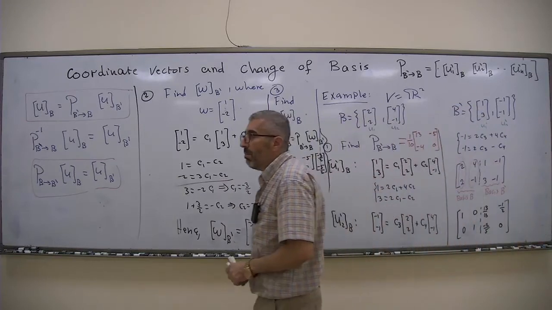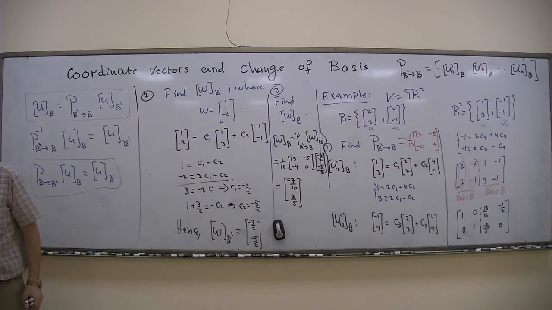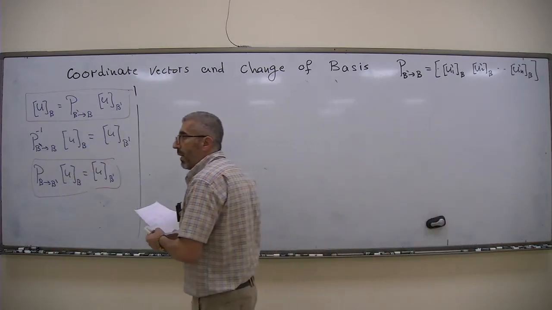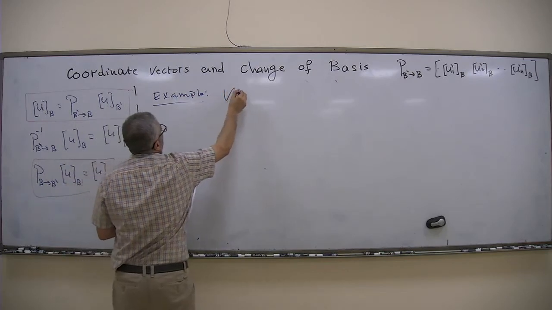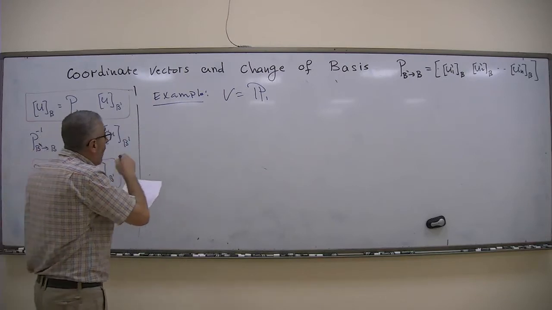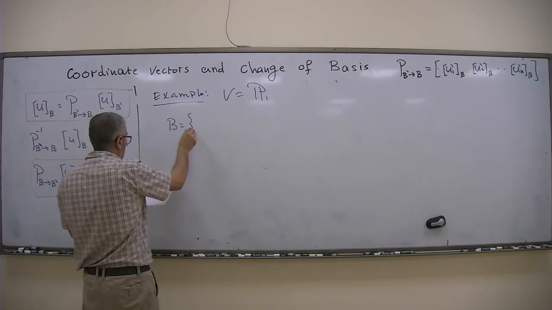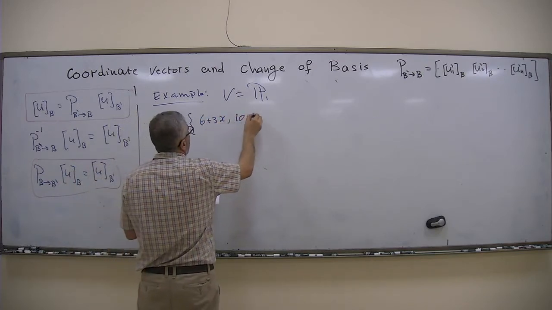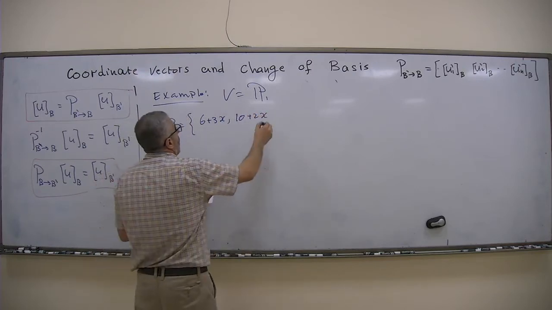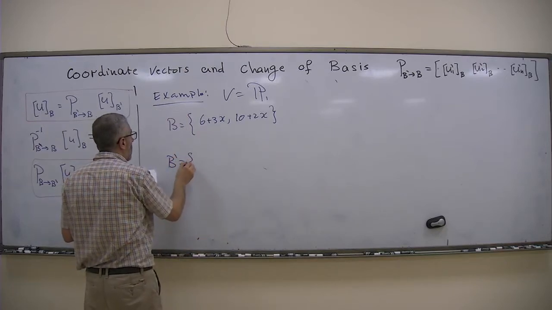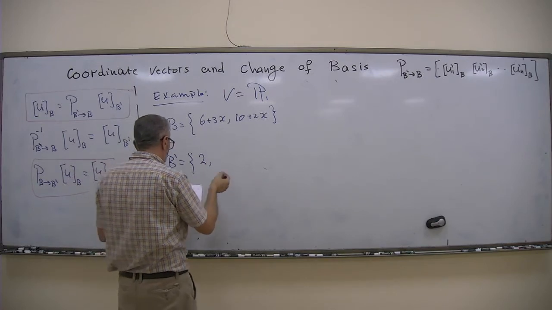Let me give you one more example about this and we will be done with it. All right, so let's do one more example. Let me take my vector space B to be P1, polynomials of degree at most 1. I'm going to take my first basis to be 6 plus 3x and 10 plus 2x, and my second basis to be 2 and 3 plus 2x.